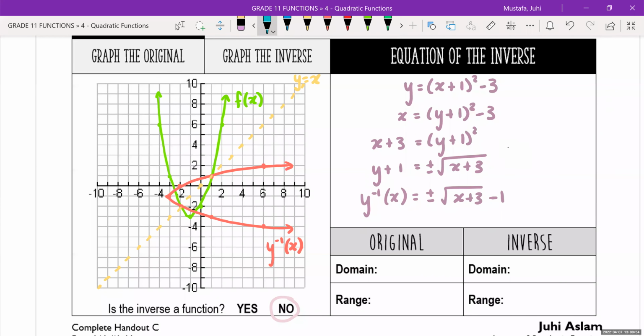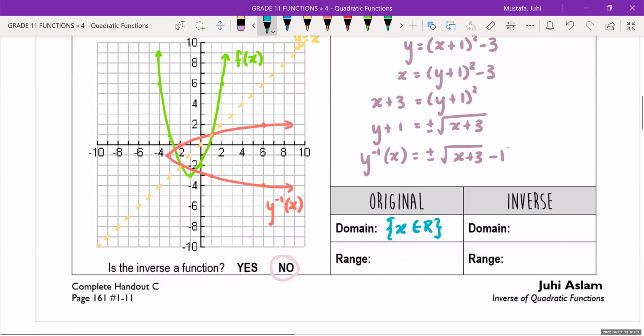All right. What'd you guys get for the domain? Well, the domain of every original parabola is going to be x is an element of the real numbers. That means, without even thinking, I know that the range of the inverse is going to be y is an element of the real numbers.